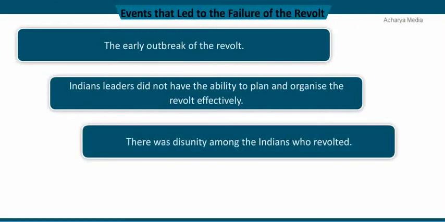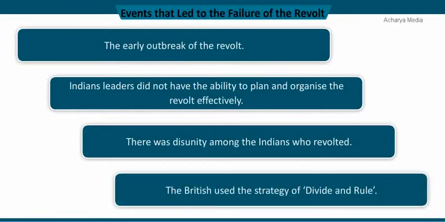There was disunity among the Indians who revolted. The Muslims wanted to bring back Mughal rule, while the Hindus wanted the Peshwa Raj. The British used the strategy of divide and rule. They did not allow the Indian rulers to come together and fight against the British.